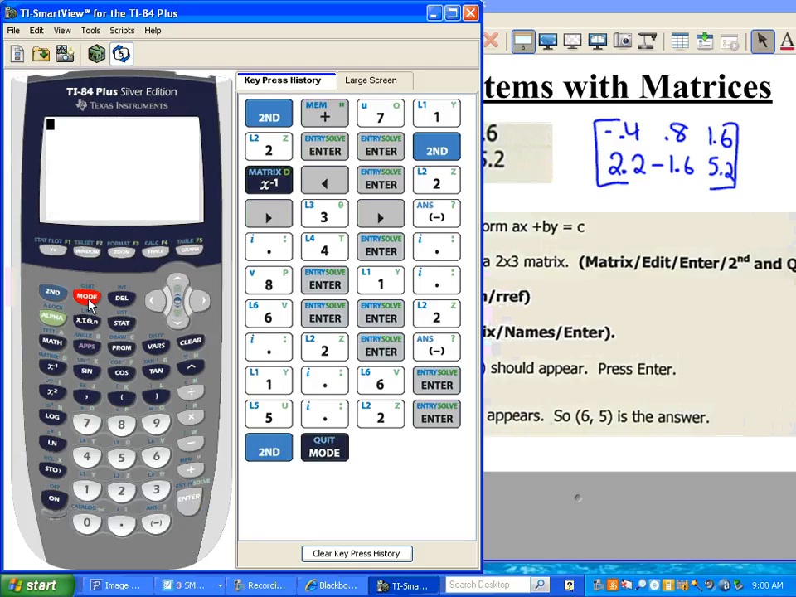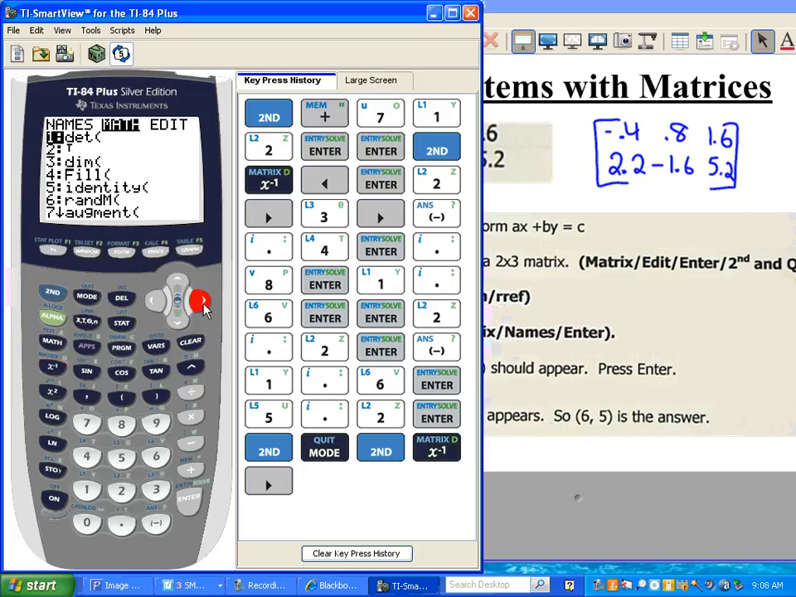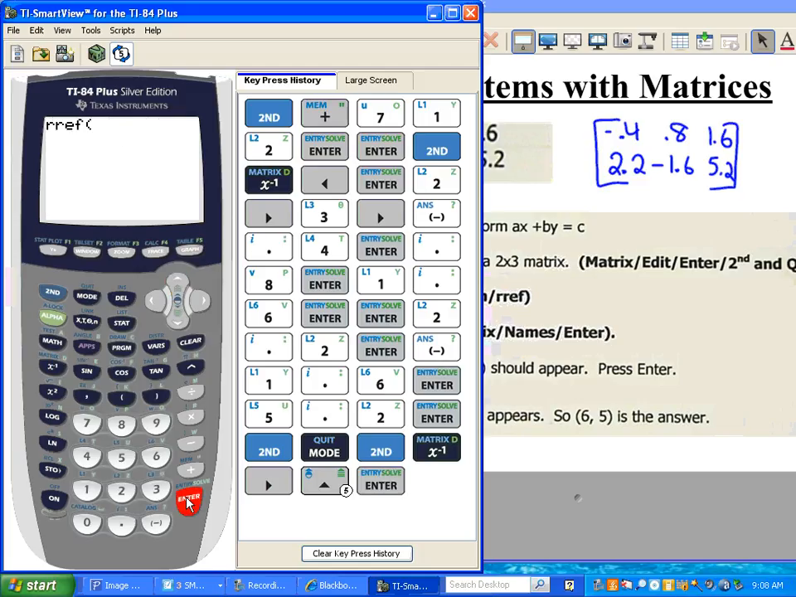Go back to matrix. Go to math. Go up to RREF, which is letter B. Everyone with me? Hit enter. Go back to second matrix one more time so that we get letter A in the parentheses. Hit enter, end parenthesis.